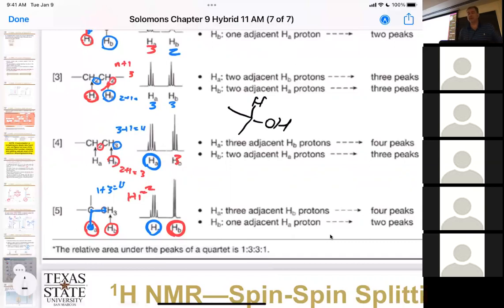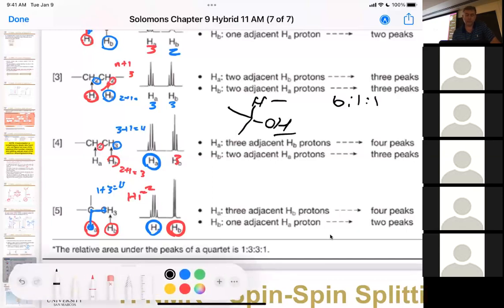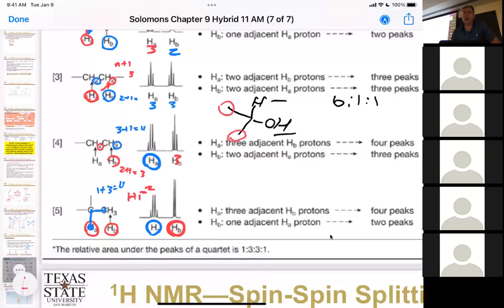All right, so how many signals do we have first? We have 1 signal, we have 2 signals, and these 2 are equivalent methyl groups, so 3 signals. Our integration would be 6 to 1 to 1, because we have 2 of these with 3 on there. Let's talk about these groups right here first. How many times are those split? How many hydrogens are within 3 bonds?